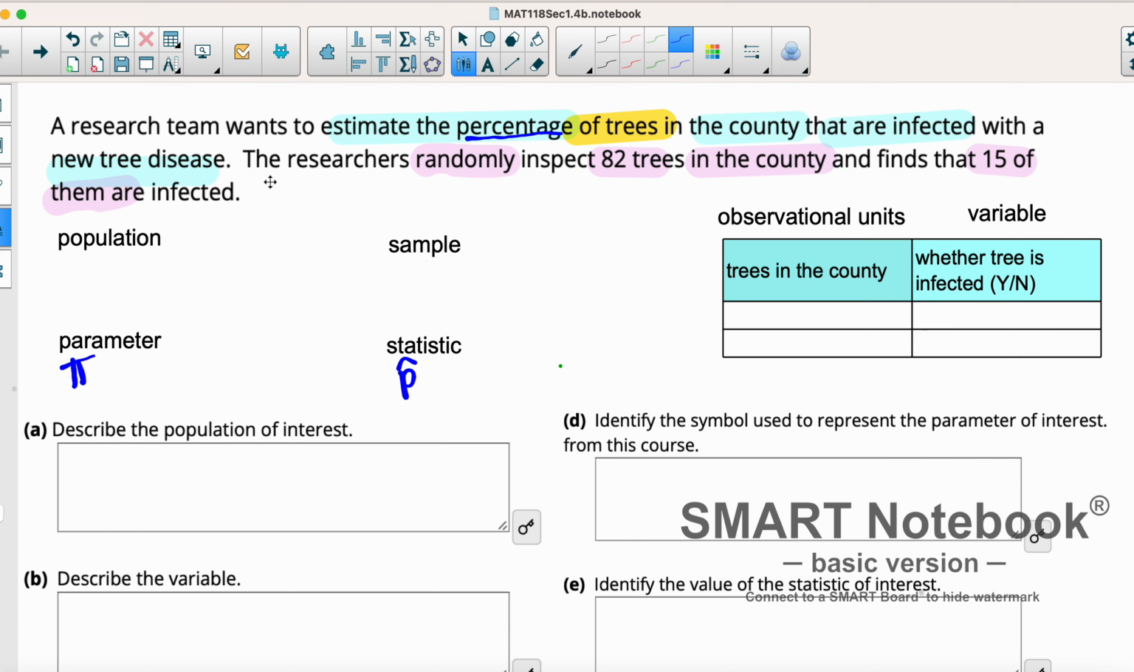Okay, then let's talk about what is the sample. Well, random is a word that points to what follows that is going to be the sample. So we randomly inspect 82 trees. So our sample is 82 trees. N is the sample size, 82 trees, and that's the trees in the county.